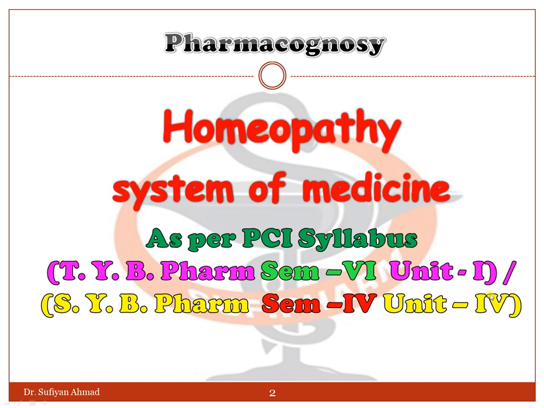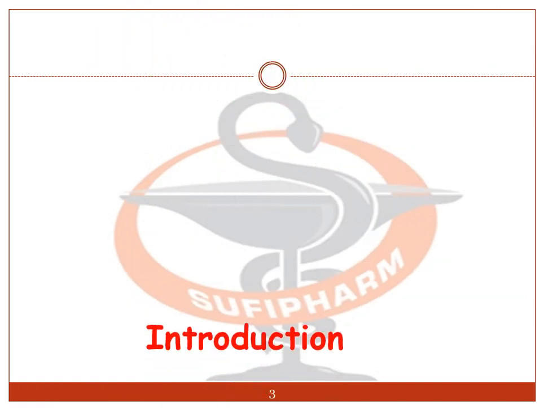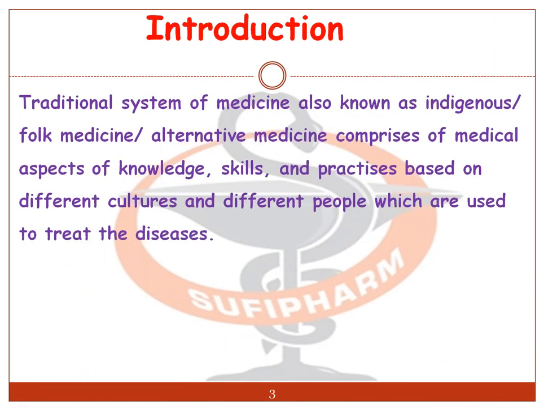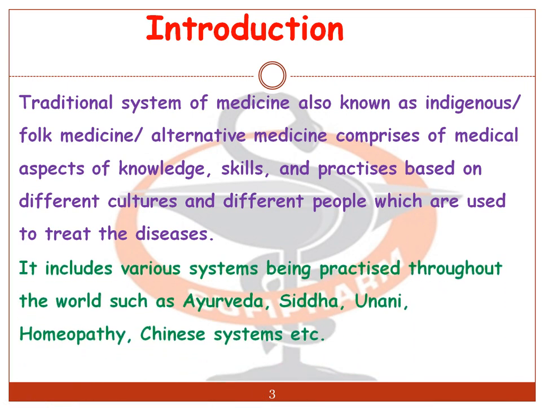So the basic introduction of the Indian system of medicine, or you can say the traditional system of medicine, also known as indigenous folk medicine or alternative medicine, comprises the medical aspects of knowledge, skill and practices based on different cultures and different people, which are used to treat diseases. It includes the various systems being practiced throughout the world such as Ayurveda, Siddha, Unani, Homeopathy, the Chinese system, etc.